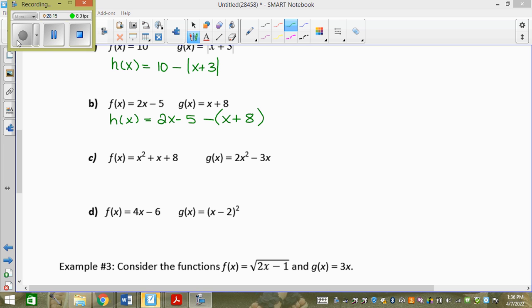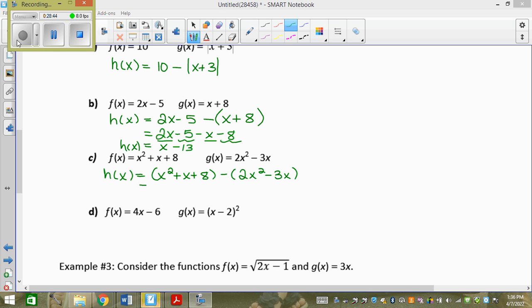So this one we're going to have 2x minus 5 minus x minus 8. So you're going to get 2x minus x, which is x, minus 5 minus 8, which is negative 13. So when you combine those two functions, that's what you get. Here we're going to get h of x equals x squared plus x plus 8 minus brackets 2x squared minus 3x. So I'm going to get x squared plus x minus 8 minus 2x squared plus 3x. I'm going to collect like terms. x squared minus 2x squared is negative x squared. x plus 3x is plus 4x, minus 8.